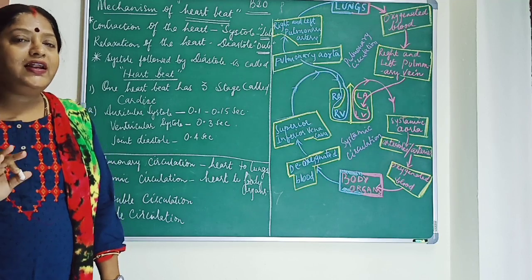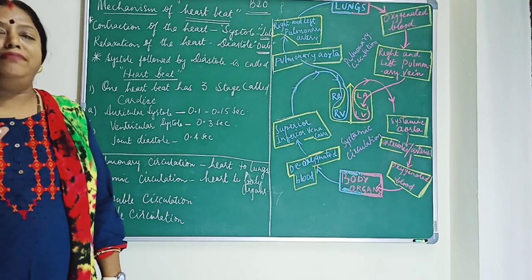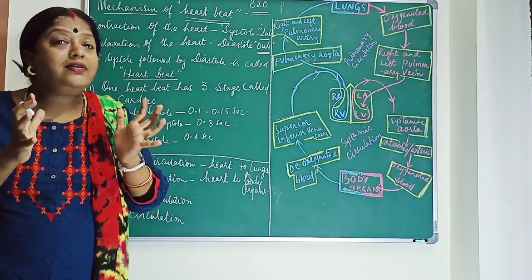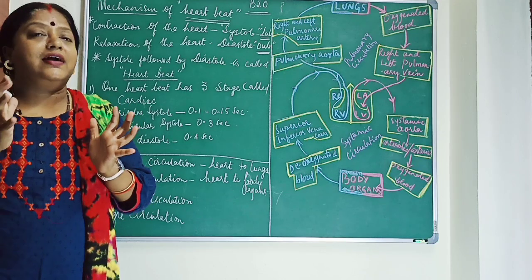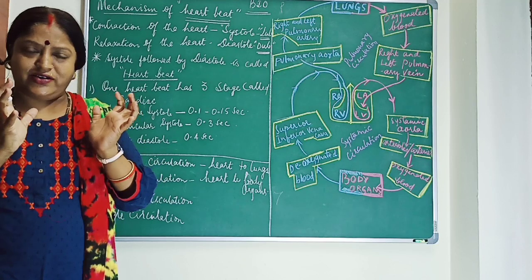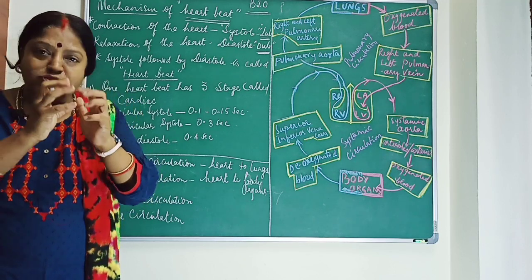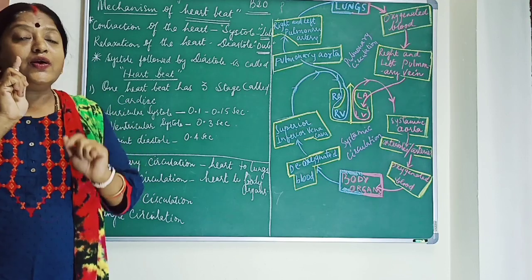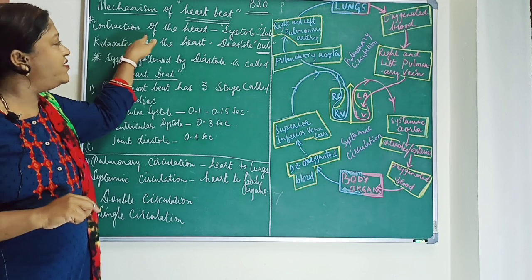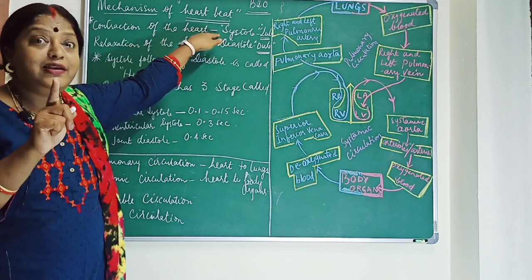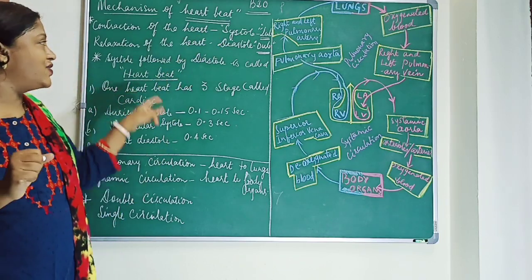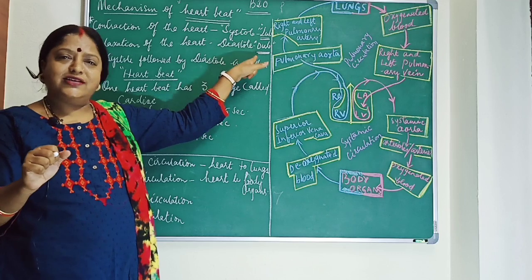So we have already learned that for pumping blood, the heart has to contract and relax. The heart is made up of cardiac muscle, and the cardiac muscle helps in contraction and relaxation. The contraction of the heart is called systole, and it makes the sound lub. The relaxation of the heart is called diastole, and it makes the sound dub.